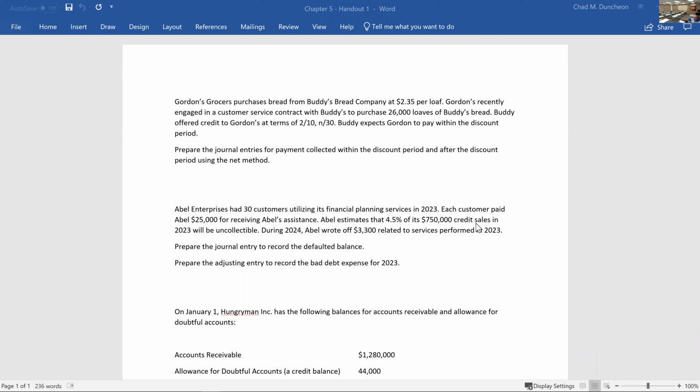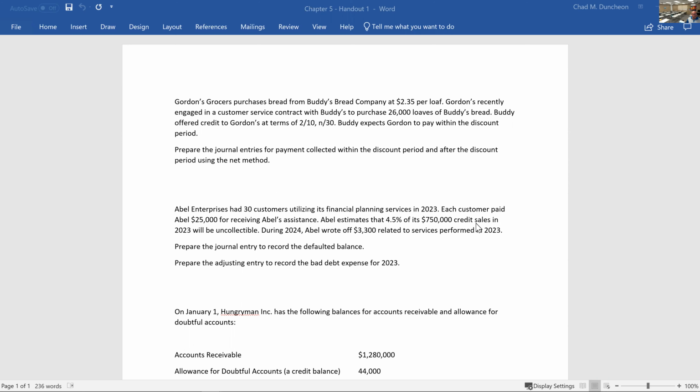All right, so first we got Gordon Grocers purchases bread from Buddy's Bread Company at $2.35 per loaf. Recently engaged in a contract to purchase 26,000 loaves with credit terms of 2/10, n/30. They expect to pay within the discount period. Okay, so it says prepare the journal entries for payment collected within the discount and after the discount.